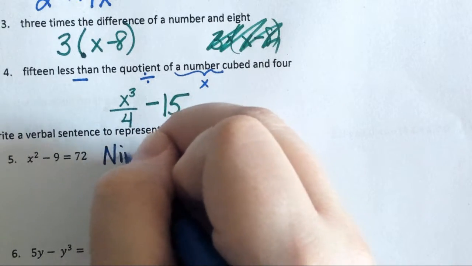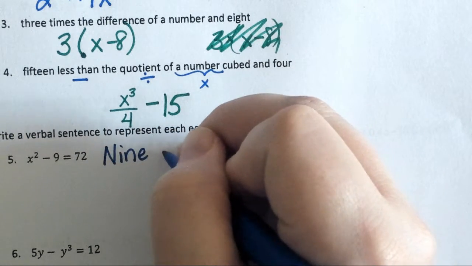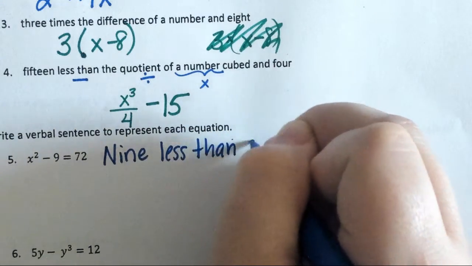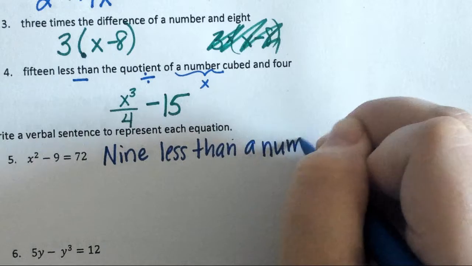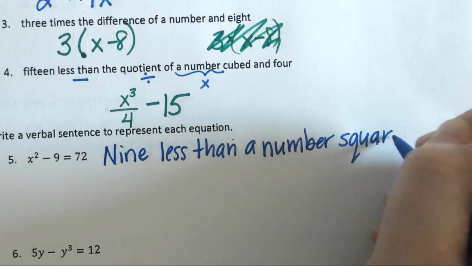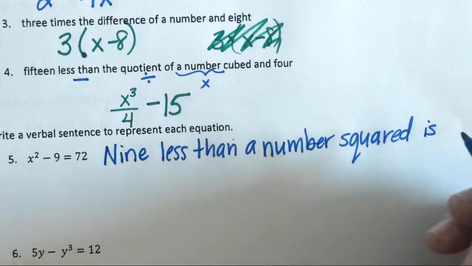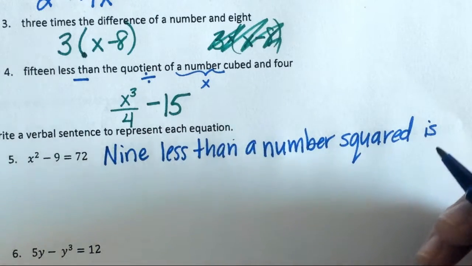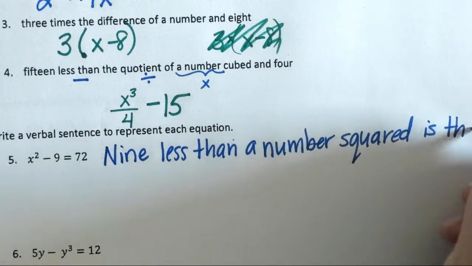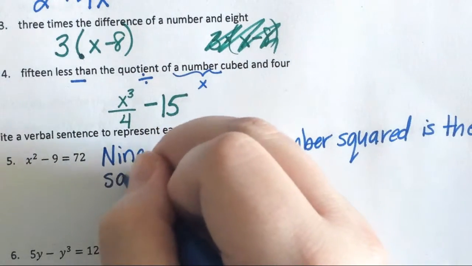So if I was being super fancy, I would write 9 less than a number squared is, and then I'm not going to use equal to because I'm fancy. I know different words. So I'm going to say is, I could say is equivalent to, is the same as.